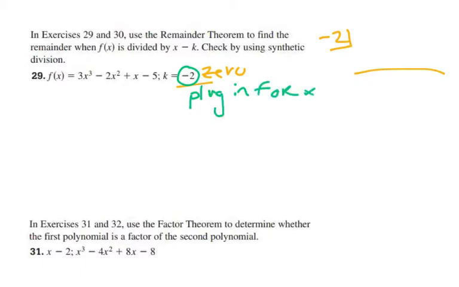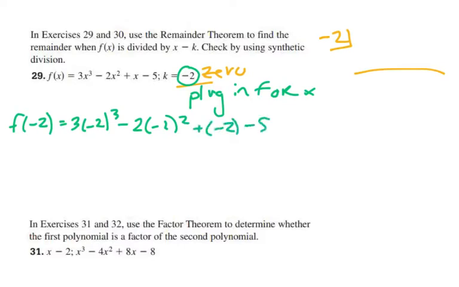Because if we plug it in for x, we're going to end up with the remainder from taking this synthetic division. So plugging in a negative 2 makes our algebra happen. This piece is going to be negative 8 times 3, so negative 24. This section is going to be 4 times negative 2, so negative 8. This section is just negative 2 and then negative 5.